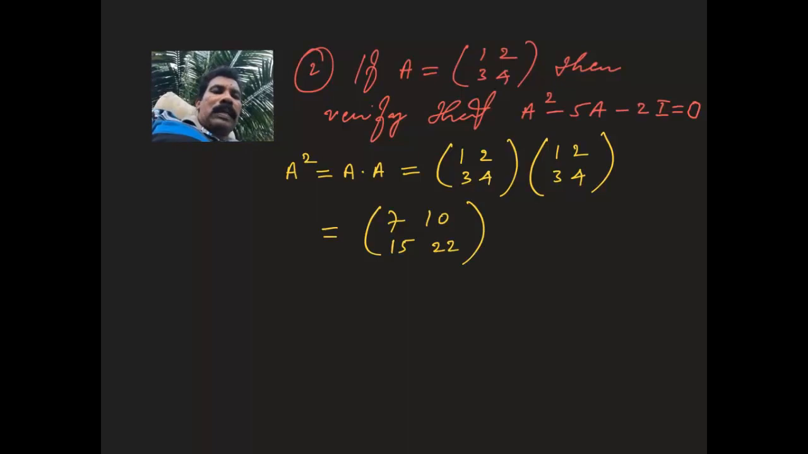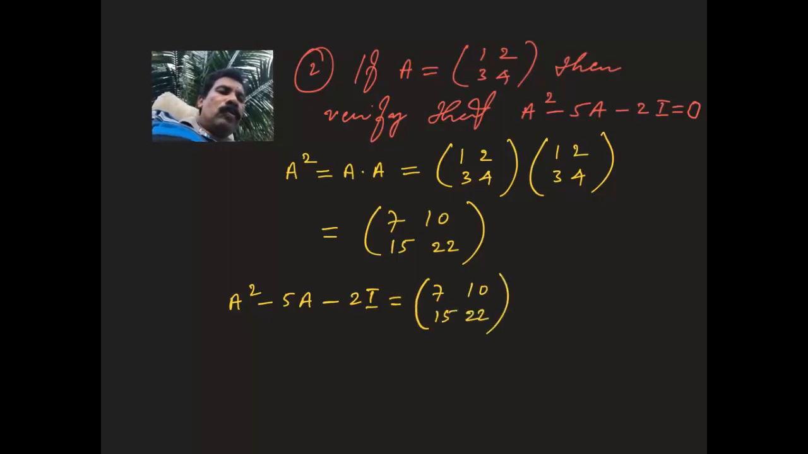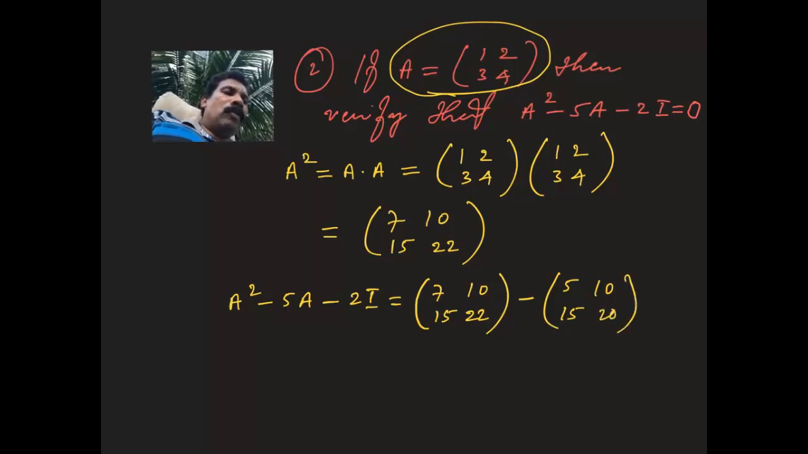Now, let us consider A square minus 5A minus 2I. A square we already obtained, that is 7, 10, 15, 22, then minus 5A. What do you mean by 5A? We have to multiply every element of capital A by 5. That is, we can have 5 into 1, 5 into 2, 5 into 3, 5 into 4. Then we can have 2I. What do you mean by 2I? 2I means 2, 0, 0, 2.